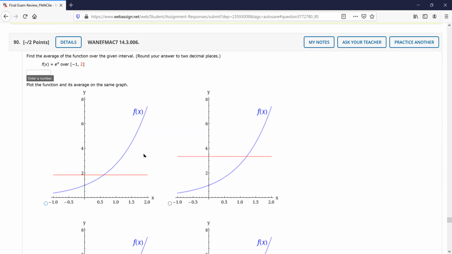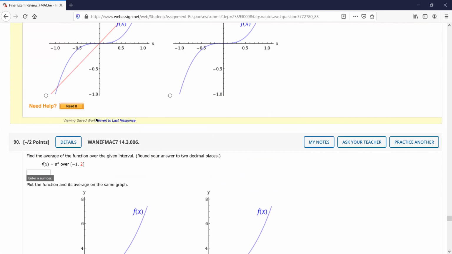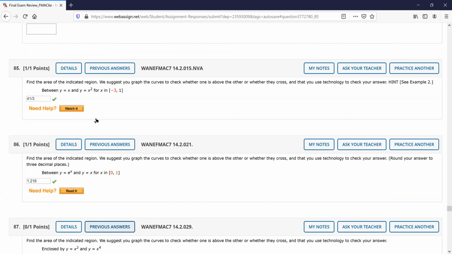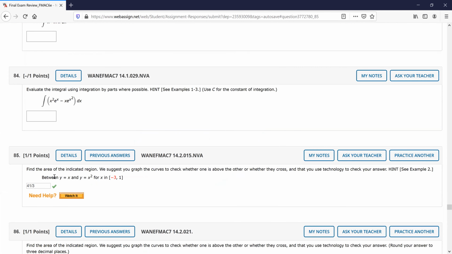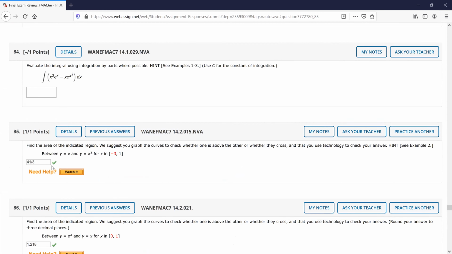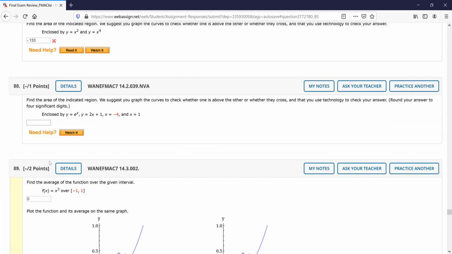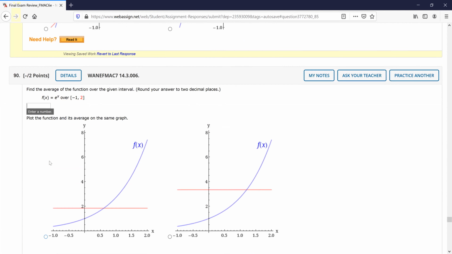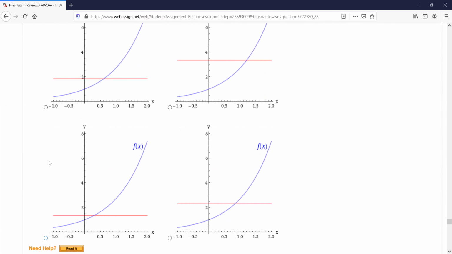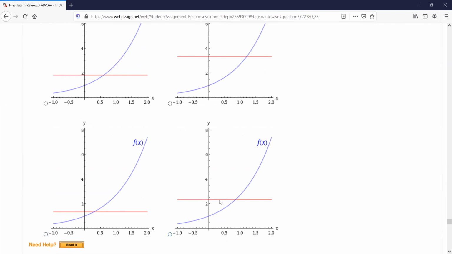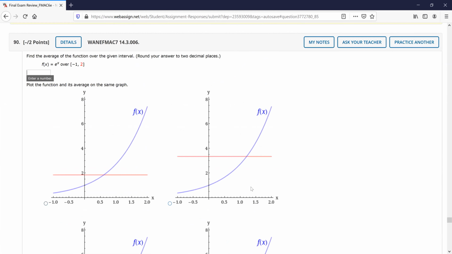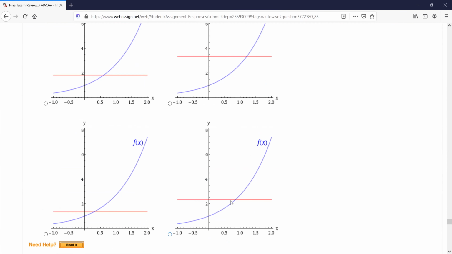Do I still need to be doing absolute value? Not for these. The absolute value really only applies to the ones that are area between. Between ones are absolute values. I got 2.34. Yeah, that looks right. So see how this graph is at y equals 2.34, like you just said? Yeah. That's just what we're looking for.